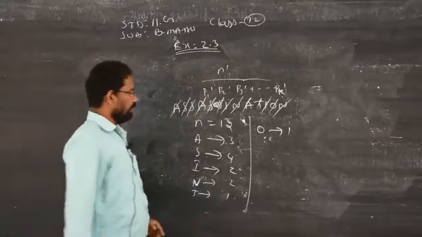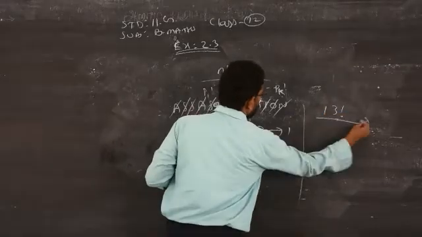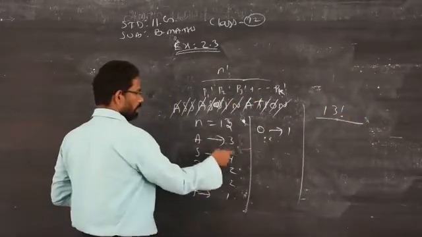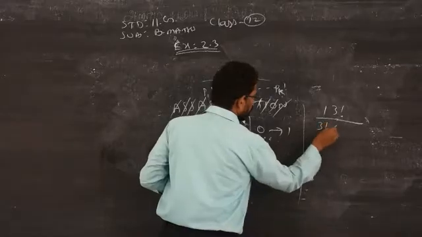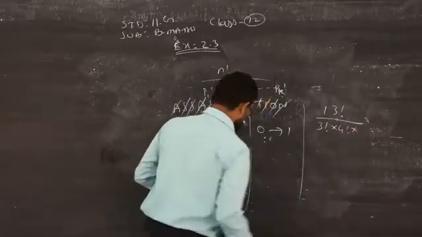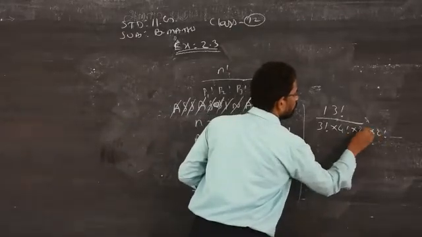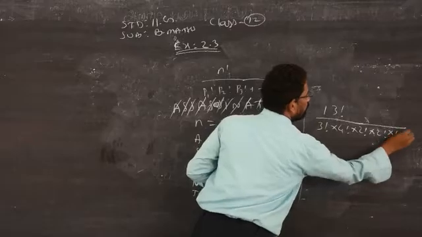Now you can apply the formula. Very simple. The formula is n factorial. 13 factorial divided by A, which is repeated 3 times, so 3 factorial, into S repeated 4 times, 4 factorial, into I repeated 2 times, 2 factorial, into 2 factorial, into 1 factorial, into 1 factorial.